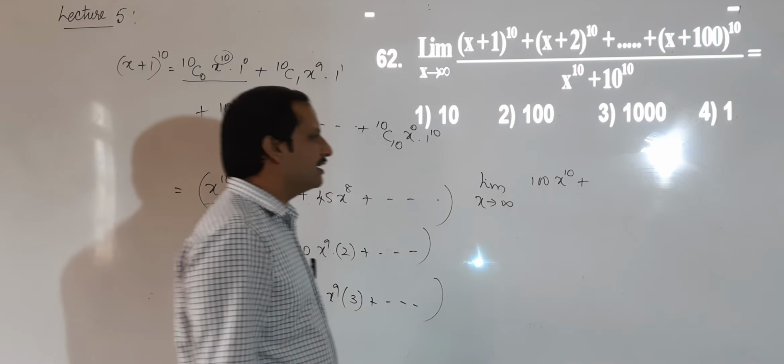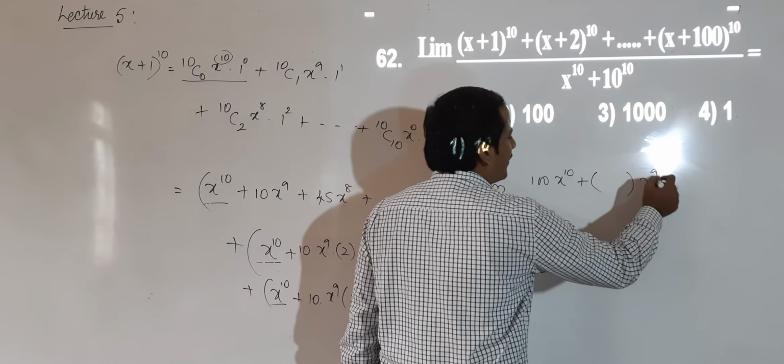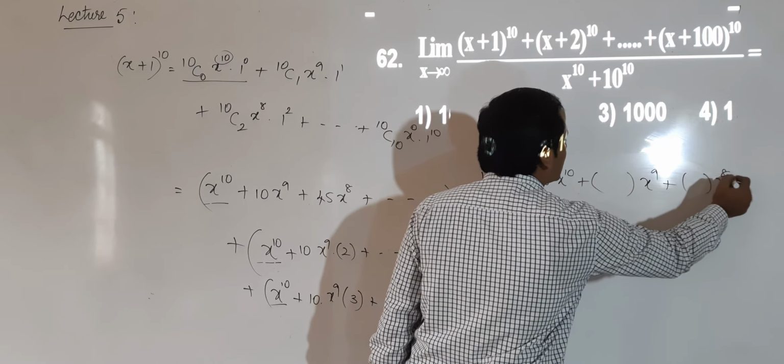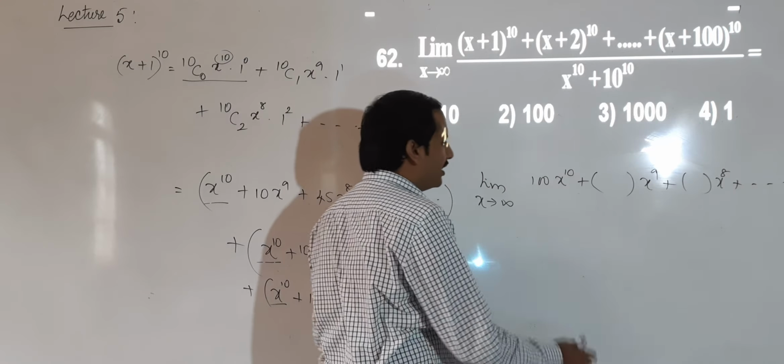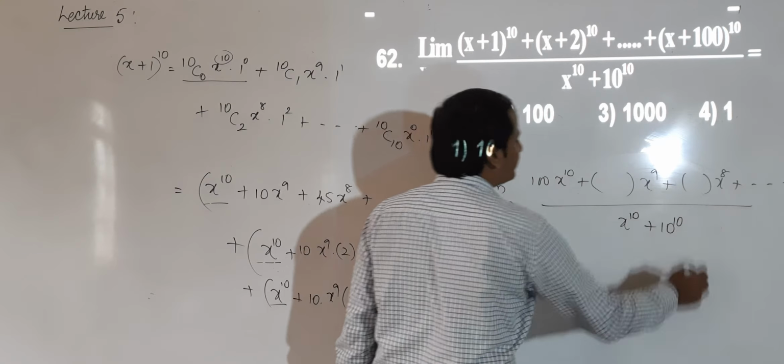But I know that other terms will be some number, after all simplification you will get some number into x power 9 plus some other number into x power 8, etc. That is what you will get. Denominator is x power 10 plus 10 power 10.